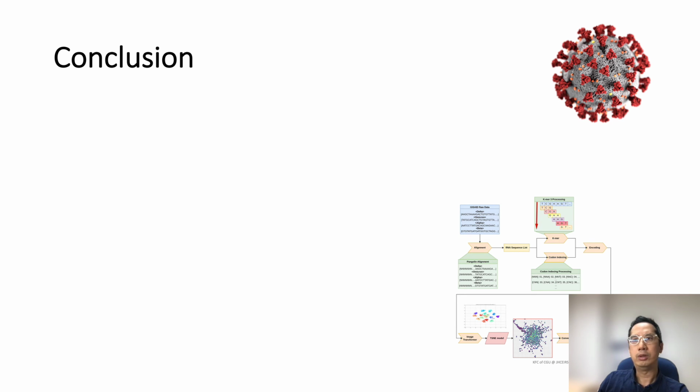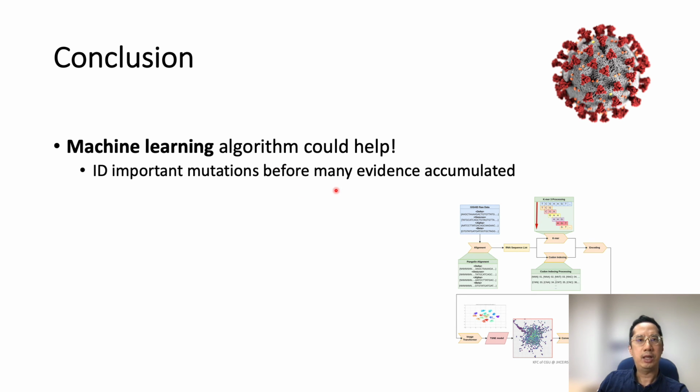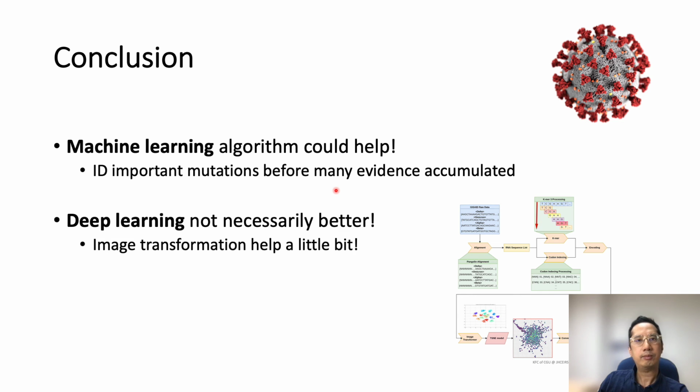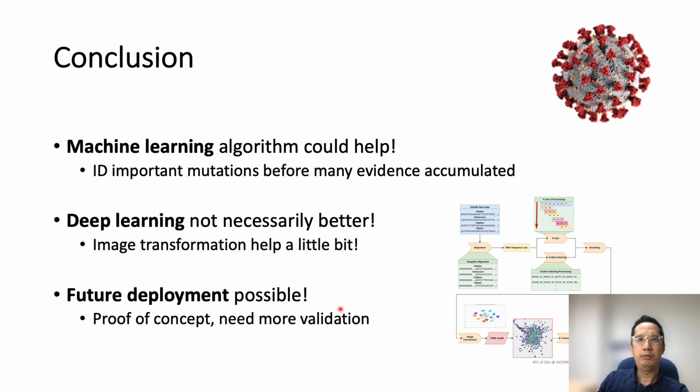So in conclusion, we proved the concept that machine learning algorithms can help to identify important mutations before much evidence has accumulated. And again, deep learning is not necessarily doing better than other machine learning algorithms, and future deployment is still possible. As I have limited time, I didn't have time to illustrate how we check the interaction between the genes.